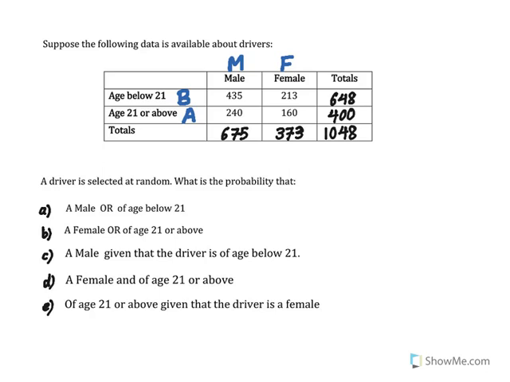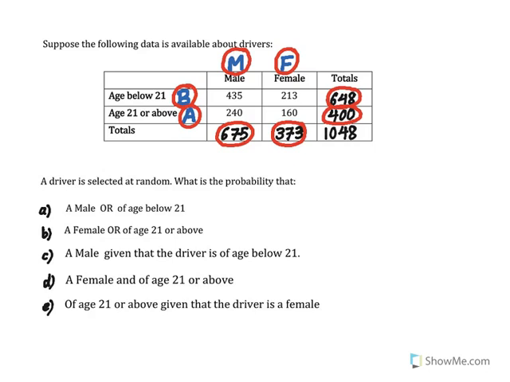Just remember, before I go to the next page, that again, we use M for the event male, and we have 675 total males. F will mean female, and we have 373 total females. A will mean age above 21, and we have 400 people whose age is above 21. And last, B is the event ages below 21, and we have 648 drivers.